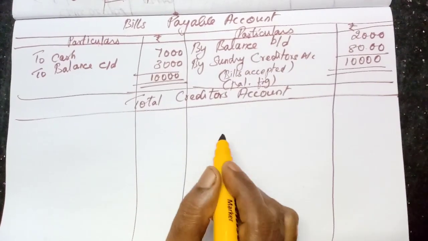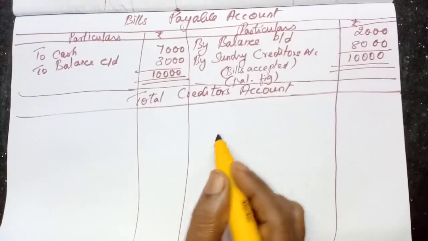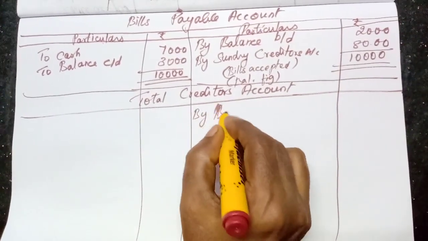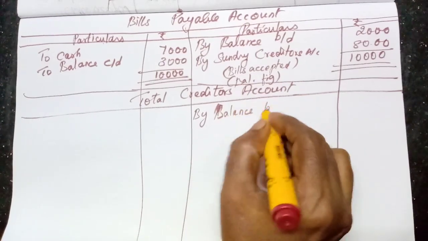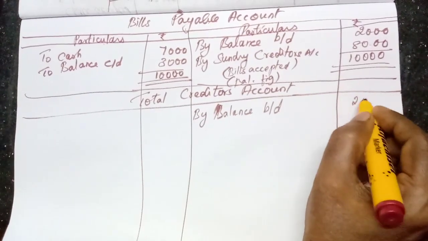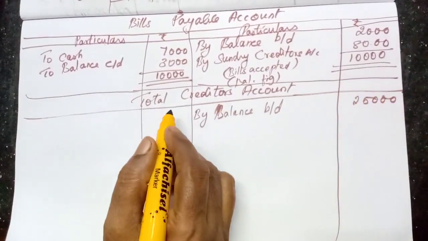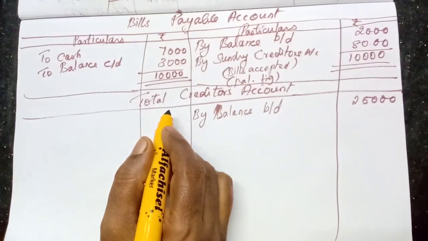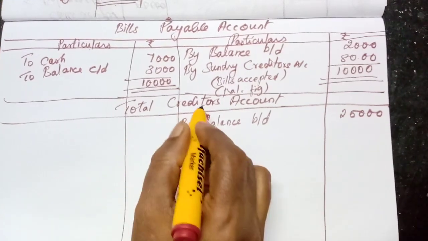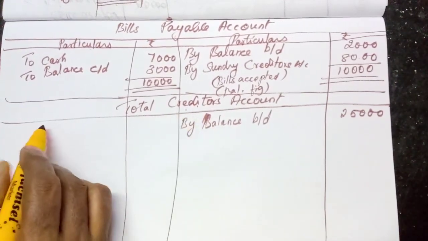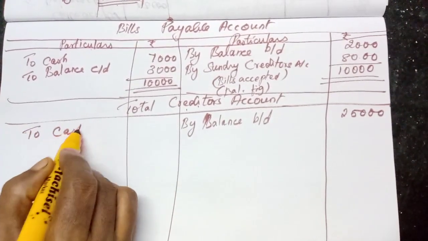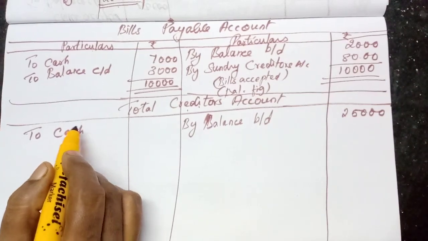Total creditors account. You also start from the beginning. Total creditors account shows which balance? Same, credit balance. So by balance brought down, creditors opening balance 25,000. Then cash received from debtors over, then customers over, cash paid to creditors. What is that one? That will be related to this account. Creditors account debtor to cash, 70,000.